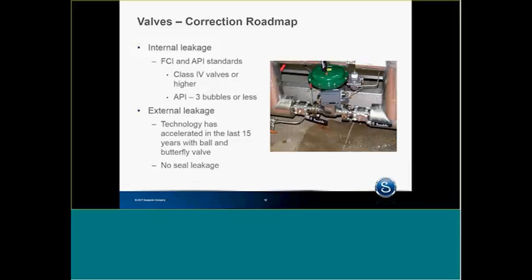And then it causes, again, major issues. Other valve types, specifically ball or butterfly, technology has accelerated in the last 15 years. For one reason, we use them for all types of gases, and we're using them in gases where we cannot have external leakage. So why not use the same technology in steam or condensate so we do not get external leakage?